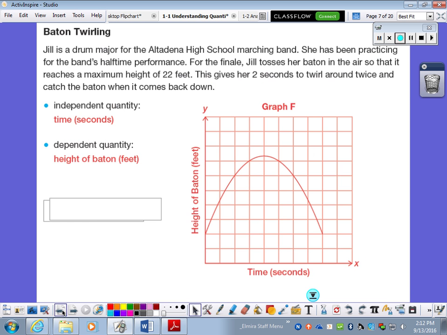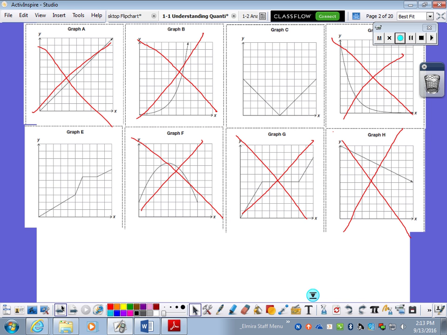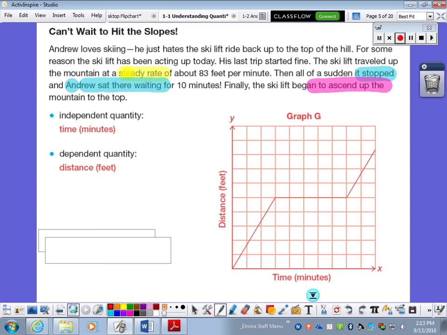So if we look at the graphs that are left, there's only graph C and graph E. This one seems to follow that: walking along, oh, go faster, stop and talk to the friend, and then keep walking to school. So graph E is the one that makes sense.